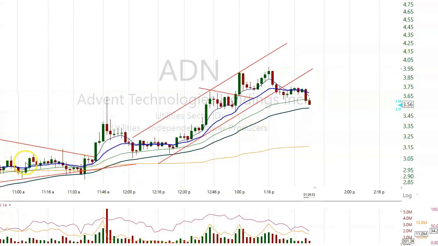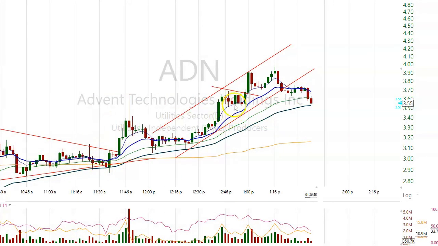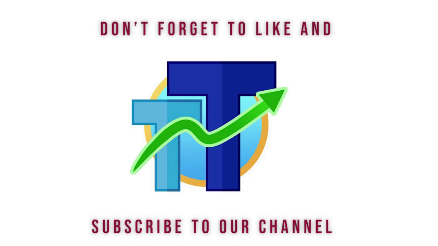So those are your two differences. Here at the apex of the coiling pattern, it pops. Here at the apex of the wedge, it pops. That's the subtle difference.